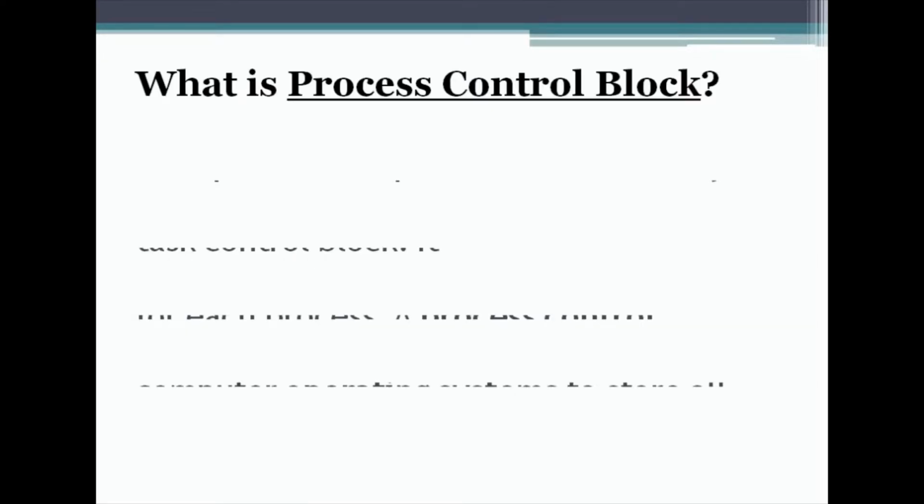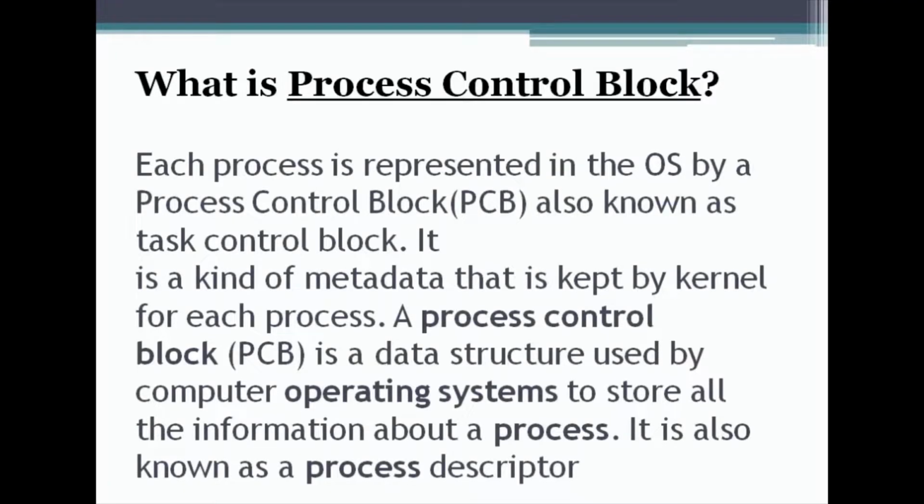Now, what is a process control block? Let's check it. The main part starts over here. A process control block is a data structure, like a stack or queue, which is used by the computer operating system to store all the information about a process. That means it stores all the information, or the metadata, of each process within it, so that it understands what is going on and what is happening.